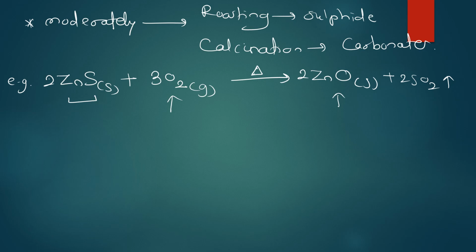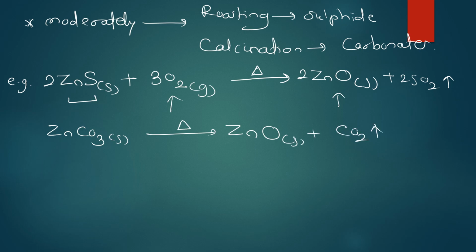Now when you take the carbonates, zinc carbonate, and you are heating this but in the absence of oxygen. Here, are you able to see oxygen? No. So this is the calcination method, and again you are getting your zinc oxide plus carbon dioxide gas. But the metal oxides are then reduced to the corresponding metals by using suitable reducing agents such as carbon.